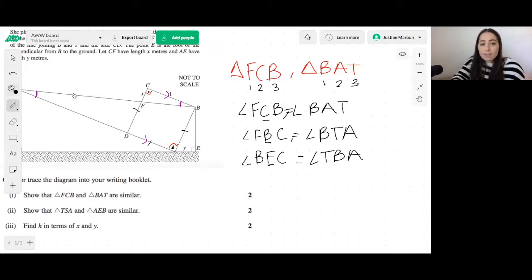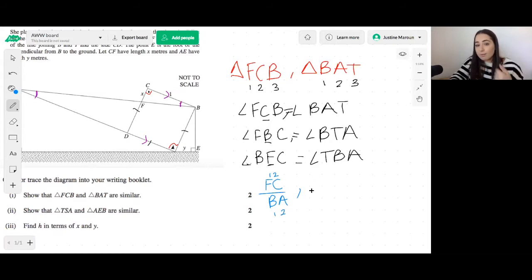Now let's look at the sides. So the sides follow pretty much the same concept. If you take one of the sides in the first triangle, so let's look at 1, 2, that's side FC, and you put that over the corresponding side in the second triangle. So 1, 2 again is BA. Those two are the corresponding sides, and in similar triangles, they need to be in the same ratio as the following sides.